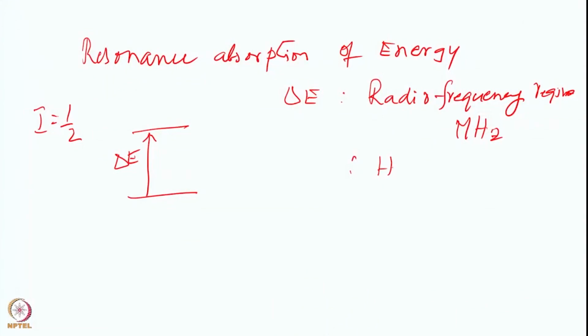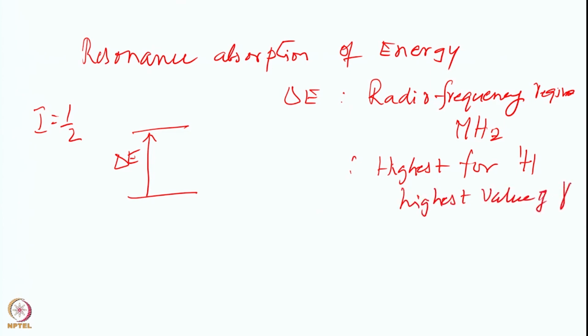And this is the highest for proton, because it has the highest value of gamma. So, typically when we always say we have a 100 megahertz spectrometer, 200 megahertz spectrometer, we always refer to the proton absorption frequency. Okay. So, what does that mean?